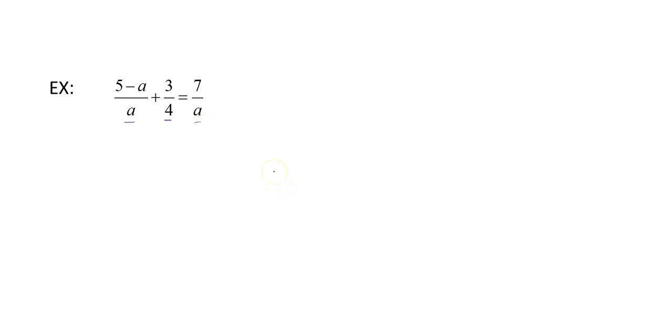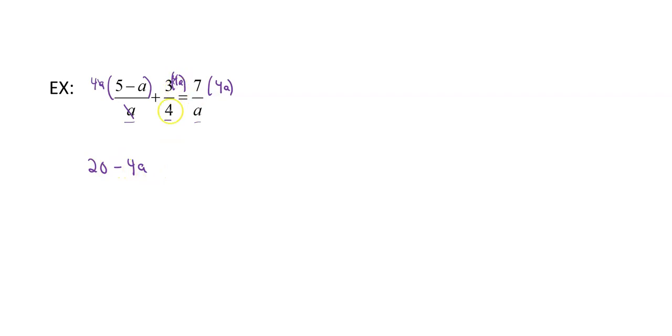I could combine the left-hand side into one fraction and then cross multiply, or I can multiply by something that gets rid of my fractions. Let's say I want to get rid of my fractions. So I'm going to multiply everything on both sides by 4a. I multiply this by 4a, this by 4a, and that by 4a. In the first piece, the a's go away. 4 times 5 is 20 minus 4a.